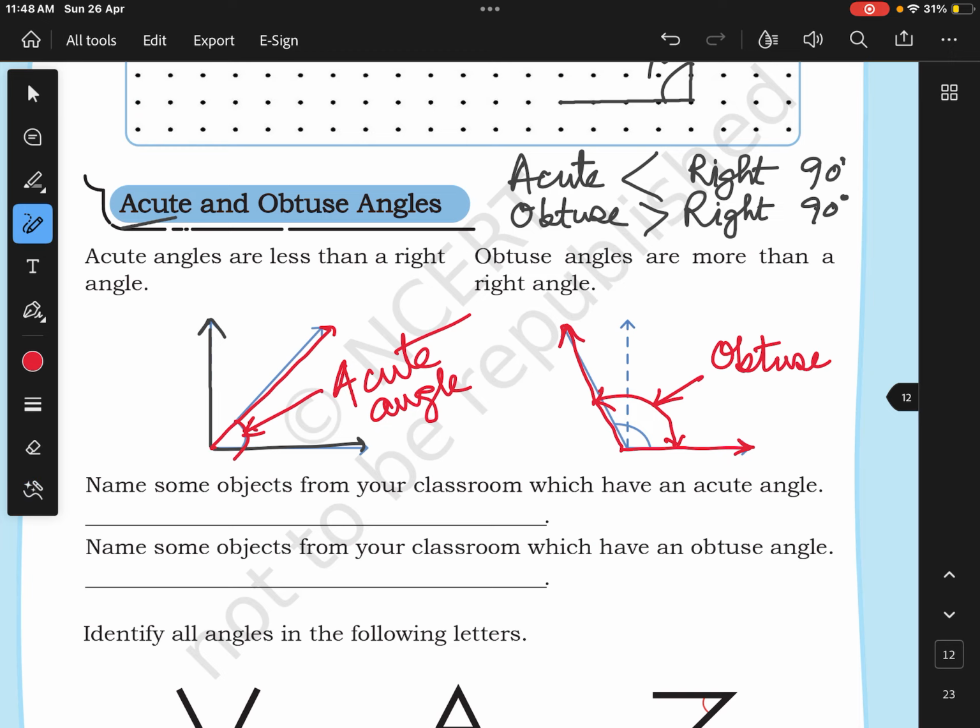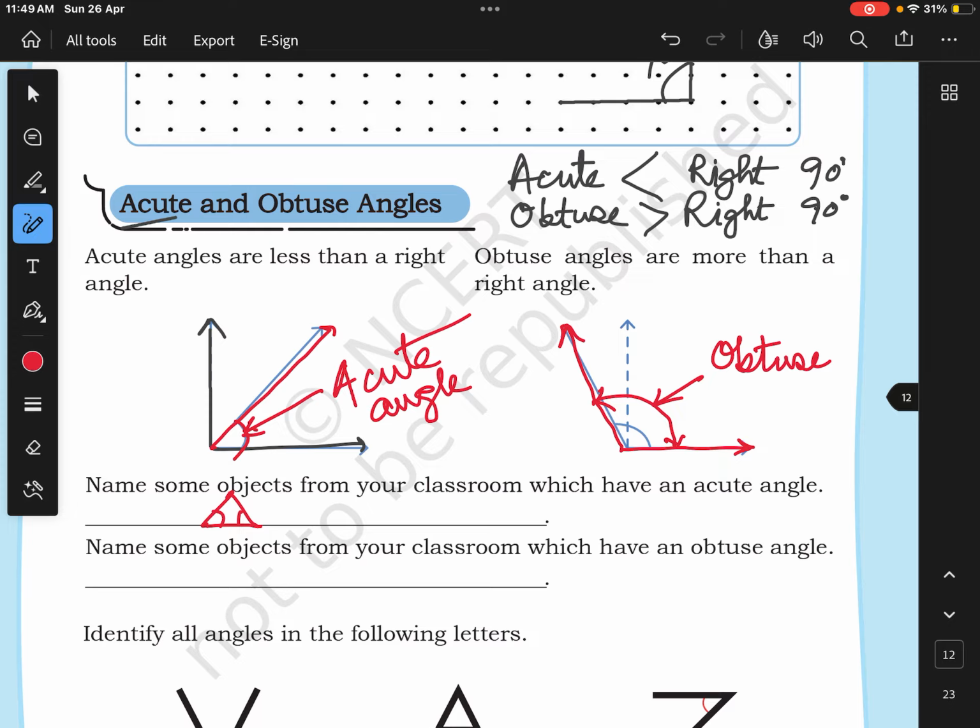Now name some object from your classroom which has an acute angle. Is there a pyramid shape in your classroom? Then pyramid shapes have acute angles. If there is a prism in the classroom, it has an acute angle. Okay.